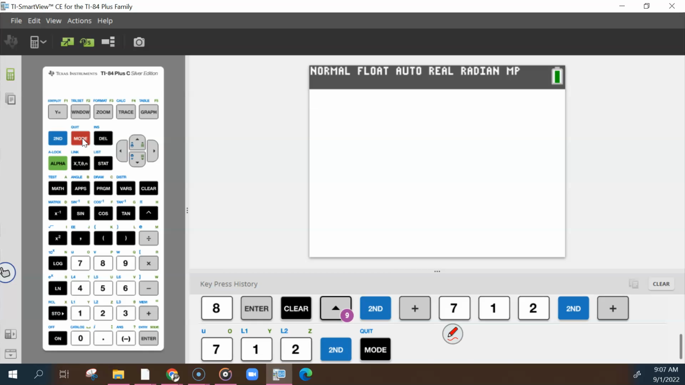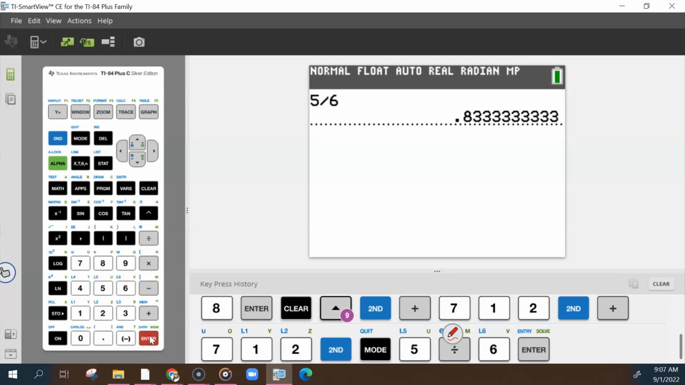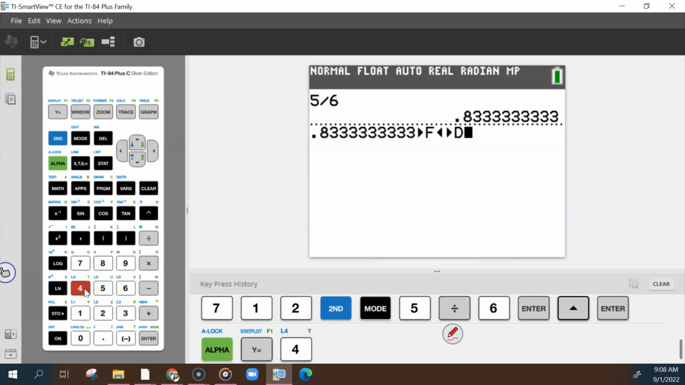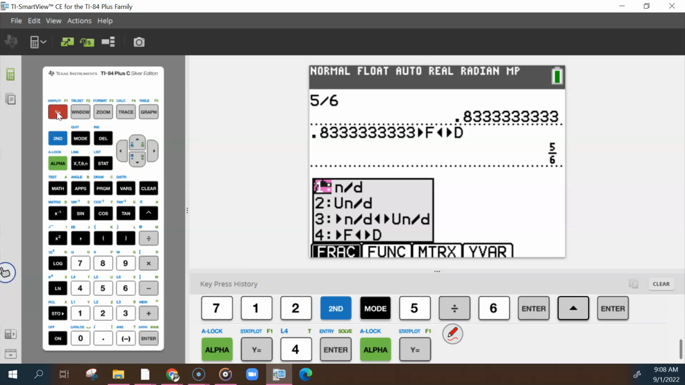If you have a fraction or a decimal and you want this as a fraction, obviously I just put this in and it gave me that, so I could easily just change it to 5/6. But I could take this answer, go into alpha y equals, and instead of doing the first one, this very last one changes fractions to decimals. So I could choose 4 instead and hit enter, and it would do that for me. So fractions to decimals is alpha y equals again, but 4 instead of 1.